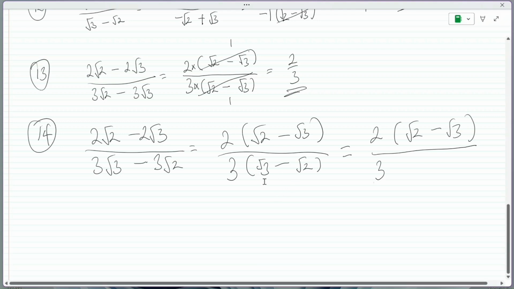Here at the numerator, the root 2 is positive. At the denominator, the root 2 is negative. At the numerator, the root 3 is negative. At the denominator, the root 3 is positive. We can still work with this. We can change the signs of the surds at the denominator.